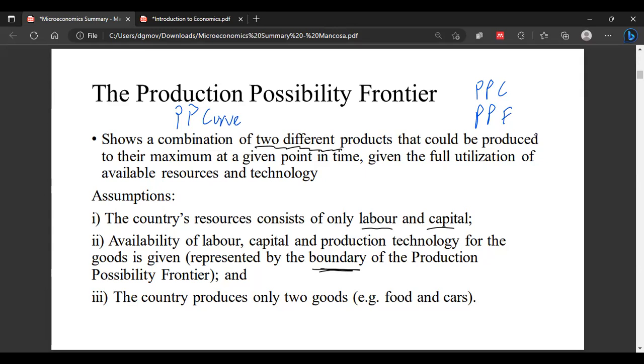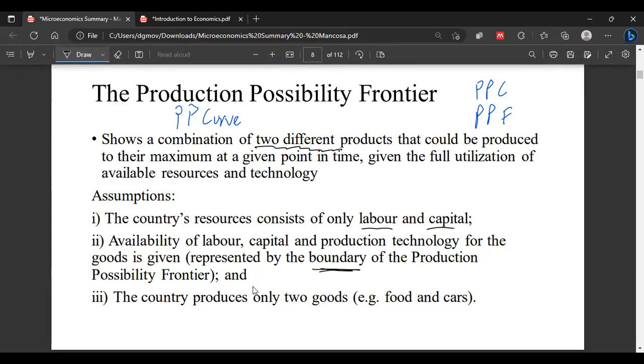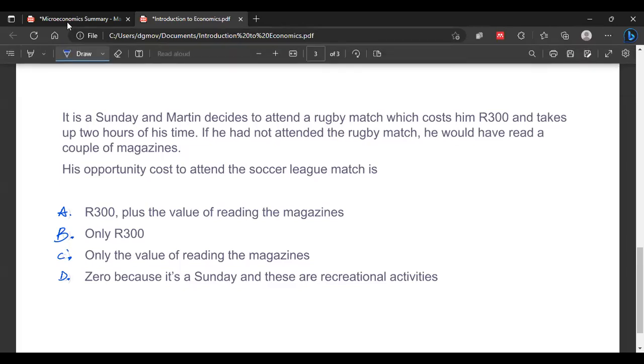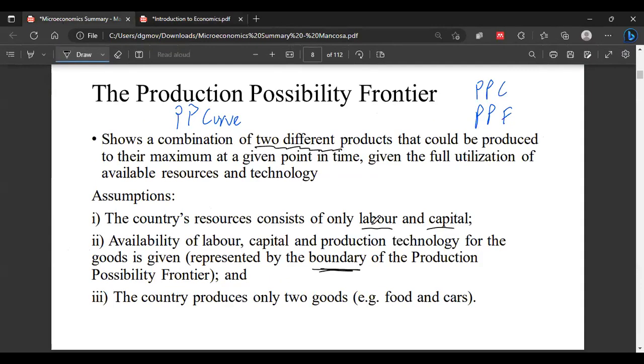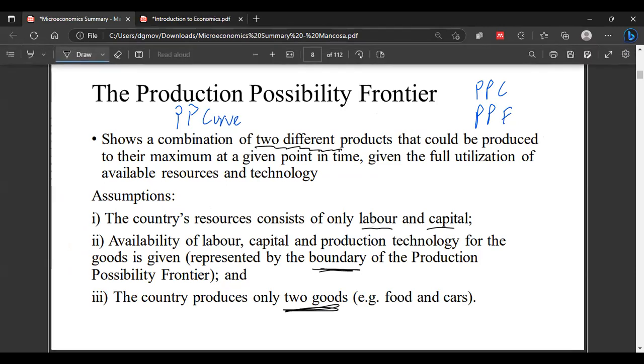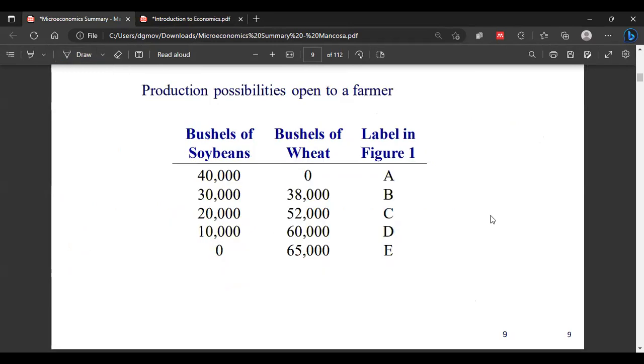Number three, we are only looking at two products. Potatoes and fish, food and car, right? So we are zoning in and just using two goods, in order for us to understand scarcity. Now, a PPC would look like something like this.